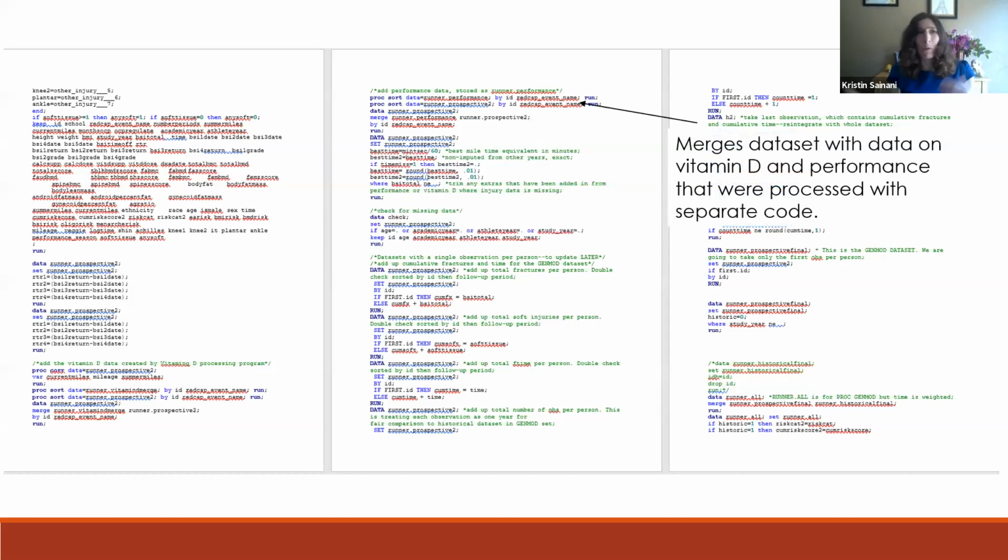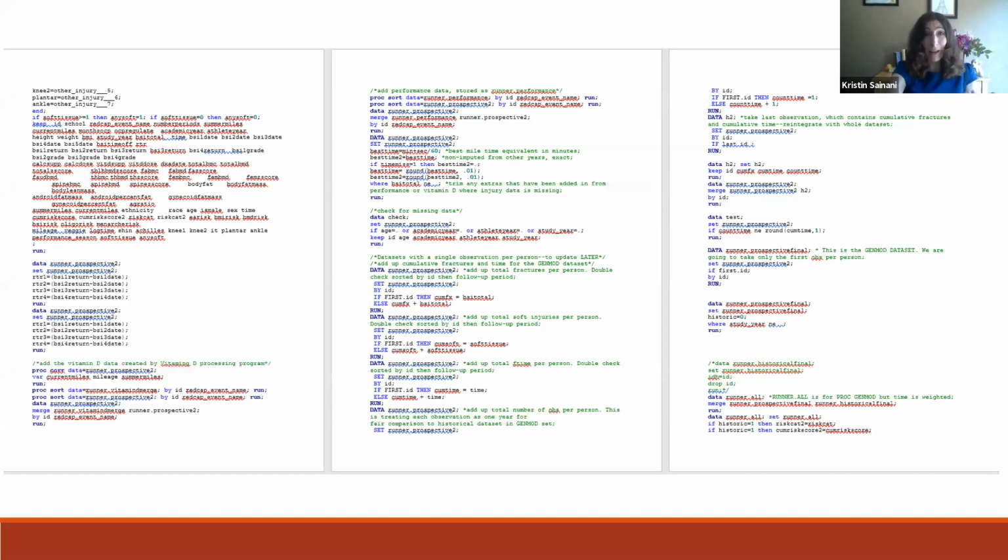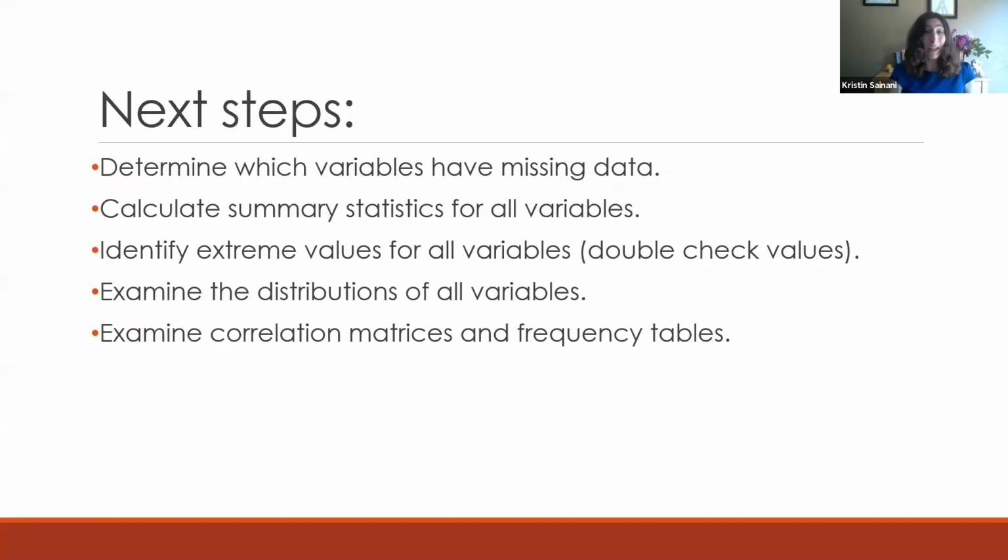I'm merging the data set with other data. So for example, I have some data on vitamin D that I processed with separate code. So I'm going to merge that back. I'm preparing different forms of the data for analysis. So there's just a lot of steps that go into this. This is, again, for me, about 90% of the data analysis: cleaning and processing the data.